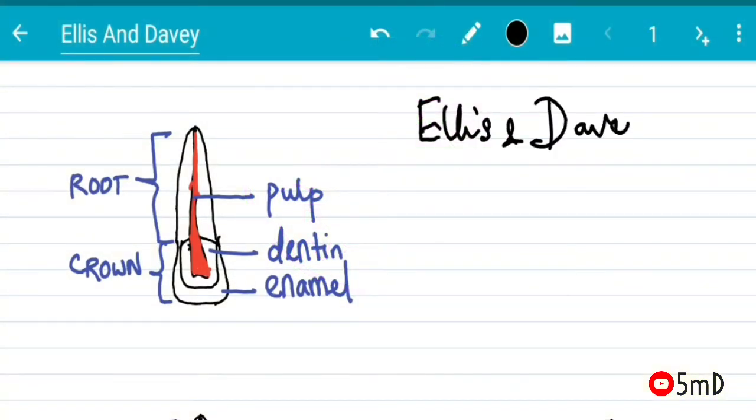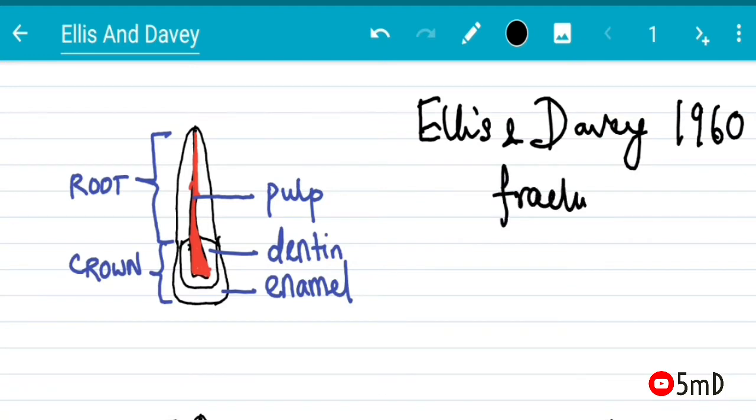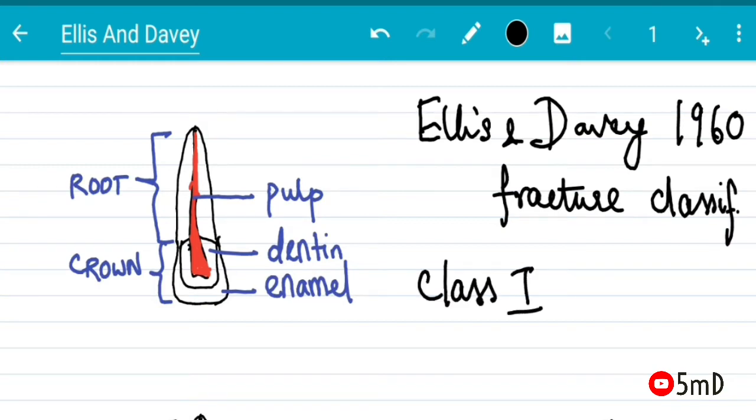How did Ellis and Davey classify fracture in 1960? They classified into 9 classes. So class 1 denotes enamel fracture alone. That is, it is not going to involve dentin or pulp, only the enamel.